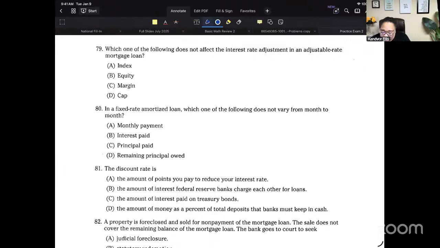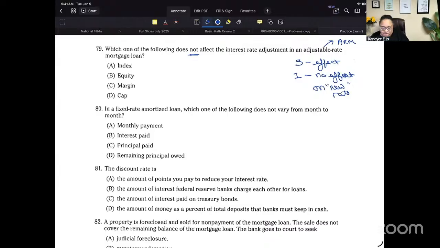Which one of the following does not affect the interest rate adjustment in an adjustable rate mortgage loan? So which one of the following does not affect the interest rate adjustment in an adjustable rate mortgage loan? So we know this is an ARM. So 3 of these are going to have an effect, and 1 has no effect on the new rate. Say new rate, right?